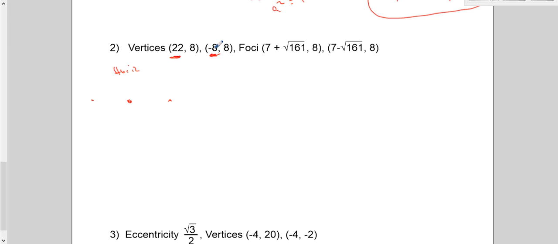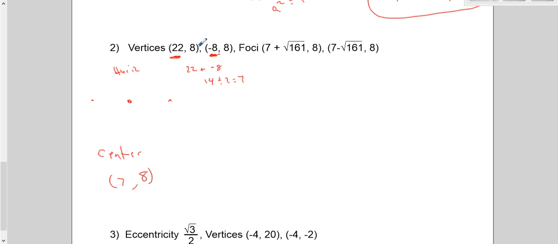My center is right in the middle of that. So if I find the midpoint of this, knowing that my y value does not change, I did not move up and down, I can see that my y value of my center is 8. And so what I need to do is just find the midpoint of my x. So I add these two together and divide by 2. So if I take 22 plus negative 8, that would be 14. Divide that by 2 and I get 7. So my center is at 7, 8.